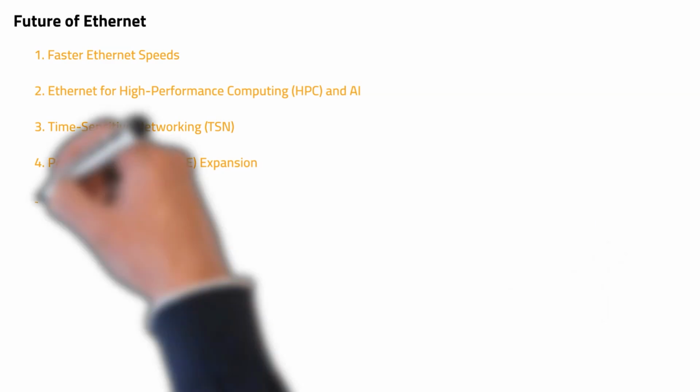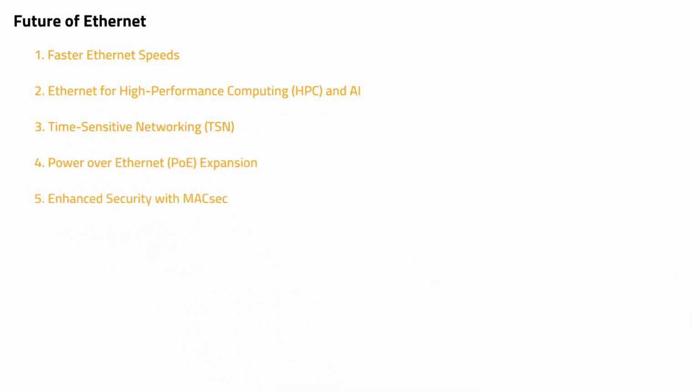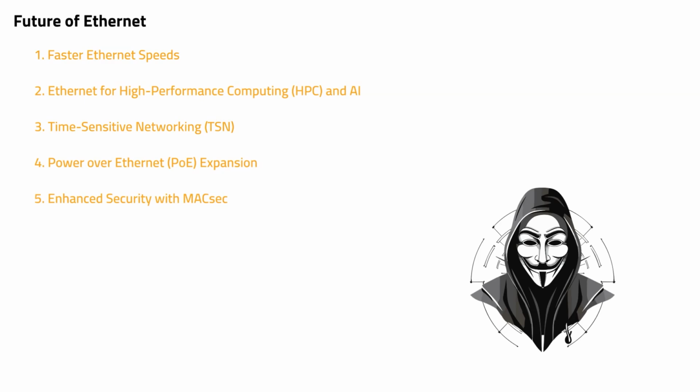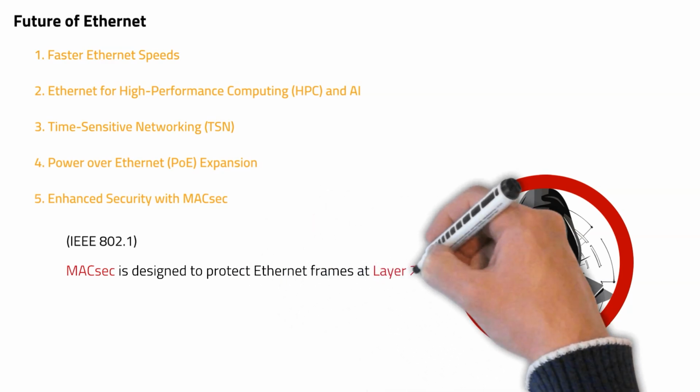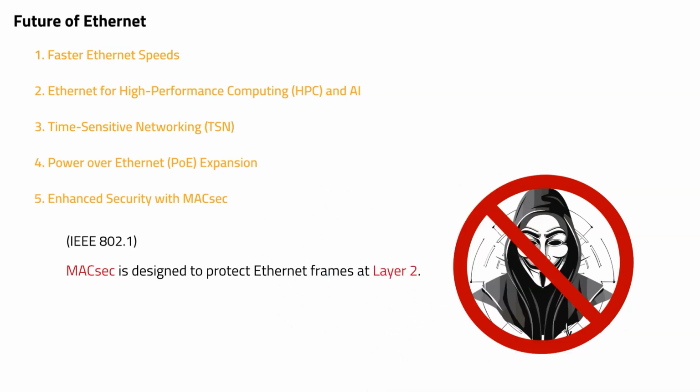Another key trend is enhanced security with MACsec. As cyber threats increase and critical applications rely on Ethernet, MACsec, which protects Ethernet frames at Layer 2, is expected to become more prevalent in sensitive areas such as financial networks, government infrastructure, and industrial control systems.